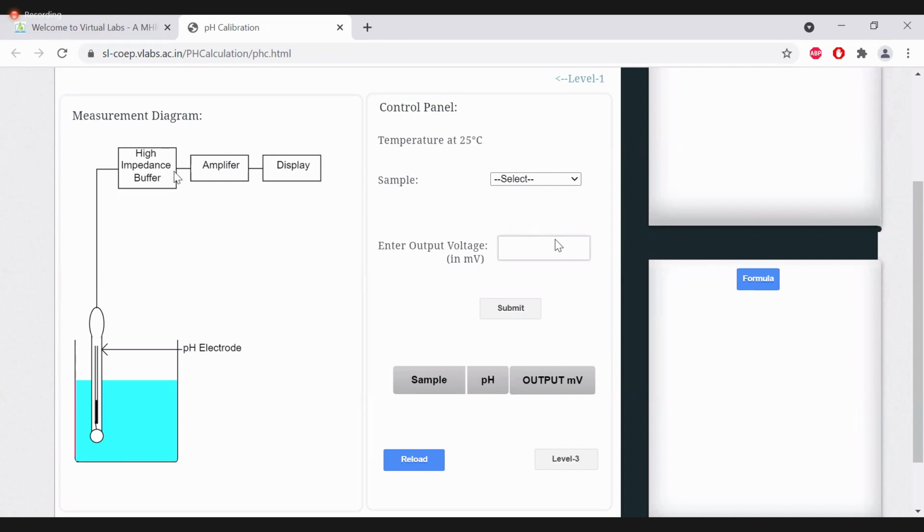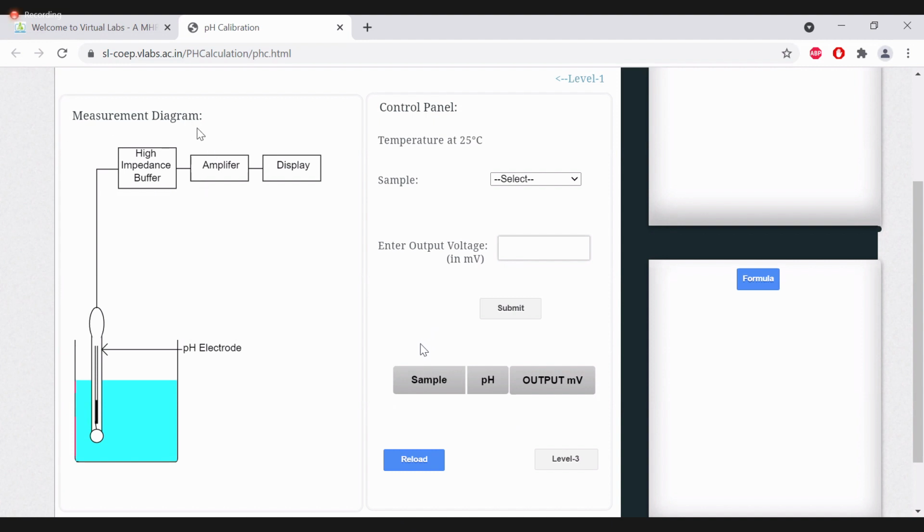And what is the meaning of high impedance buffer? High impedance means high input impedance, high input resistance. So it can resist the high voltages. That is the only advantage of high impedance. And buffer is an electronic circuit which can produce output which is equal to input.